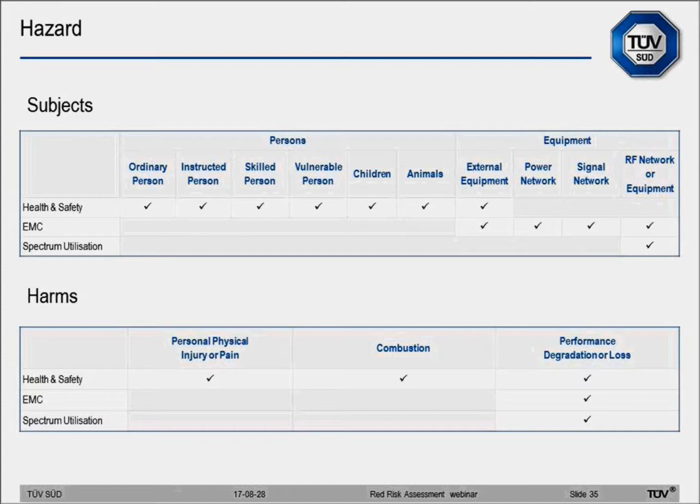An example of an EMC hazard is mutual interference as a result of radiated emissions, which may result in the performance degradation or loss of function of other equipment that may be susceptible to such harmful interference. An example of a spectrum use hazard is adjacent channel power exceeding the authorized limit for the band in which it operates, and therefore causing harmful interference to adjacent channel users. You may notice that the hazards and the harms will vary depending on the essential requirement that you're looking at.